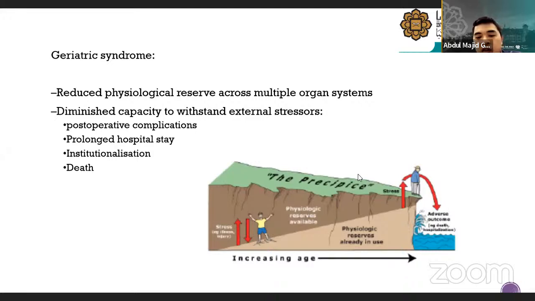So as you can see over here, this is our picture. The bottom one is our physiological reserve. It's actually slowly being used during the stress. So when there is a stress and the patient is frail, at the end of the day, the functional reserve is reduced below the basal factor, hence resulting in death.